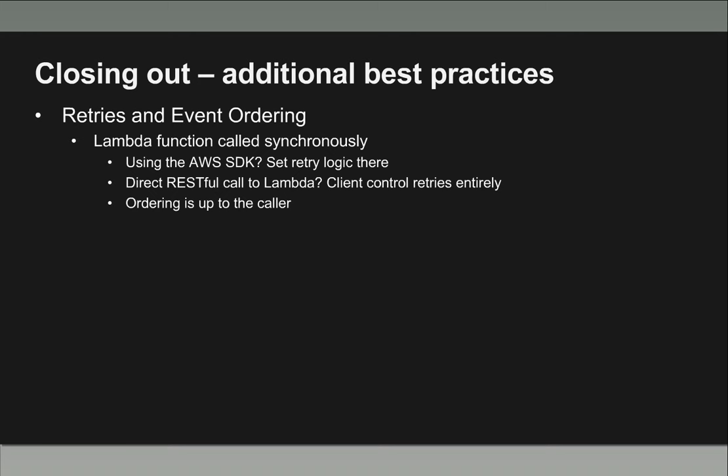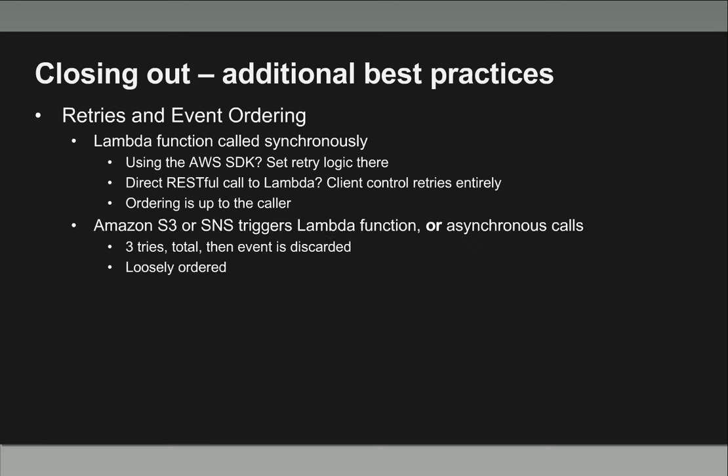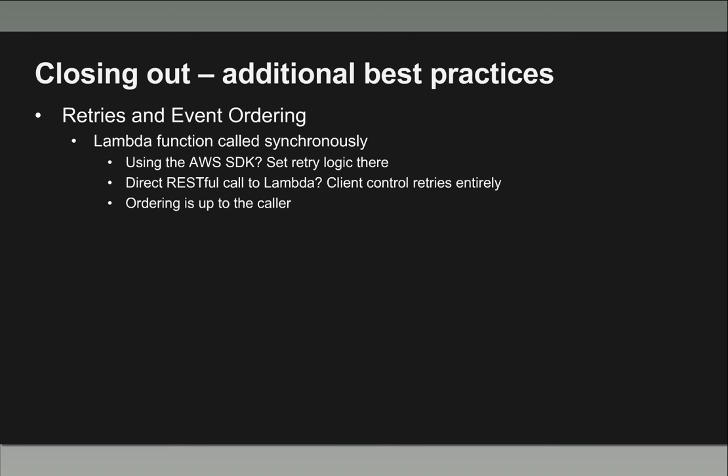When it comes to retry and event ordering, since Lambda is stateless by nature, how can you handle retries and event ordering and so forth, depending on what you're trying to accomplish? So let's take a look at the first example.